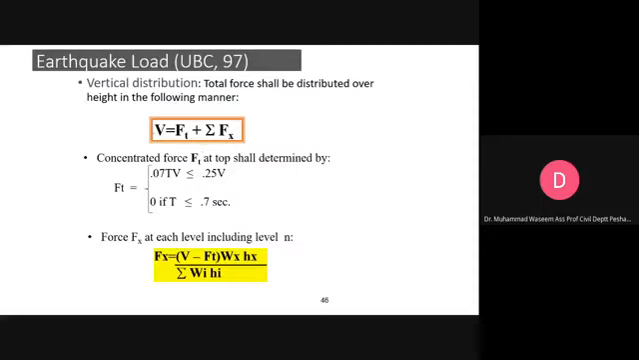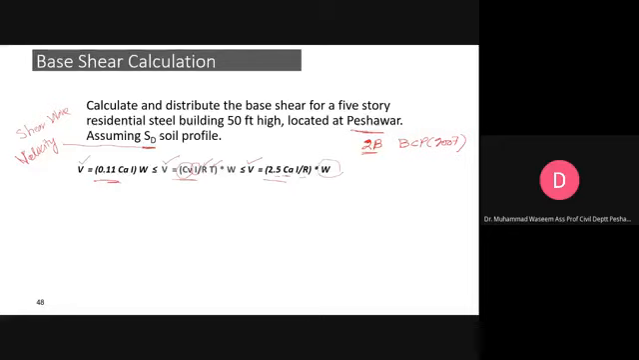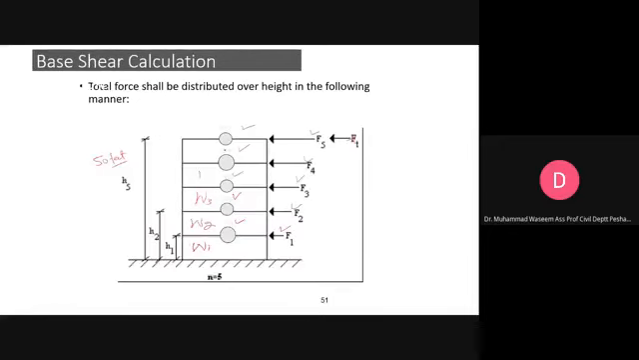Now, once you have computed the base shear, you can calculate the different forces which will be acting on your building. For example, this building. So you can compute the distribution of the forces at different stories using this formulation. In this, you have Ft plus the summation of Fx. The Ft value you can obtain from this formulation.